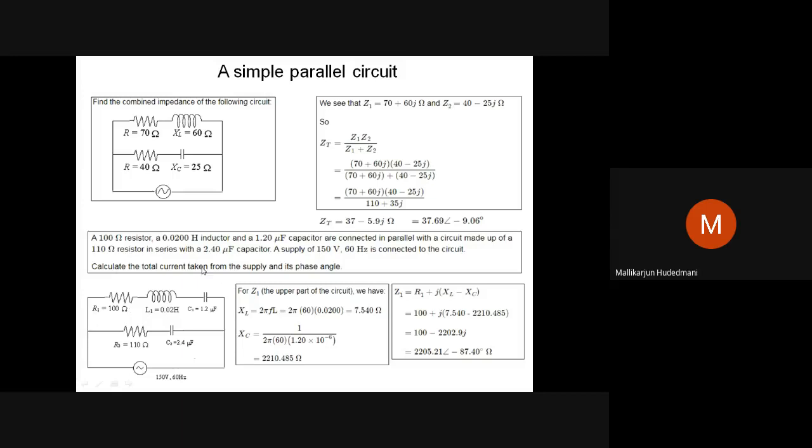This way I can get the rectangular to polar conversion and an understanding of Z equivalent. When it becomes Z equivalent, what is the current flowing? V divided by Z equivalent becomes the current. So I total is V divided by Z: 150 angle 0 divided by ZT, whatever I got here. This becomes the current. Parallel circuits are very simple.